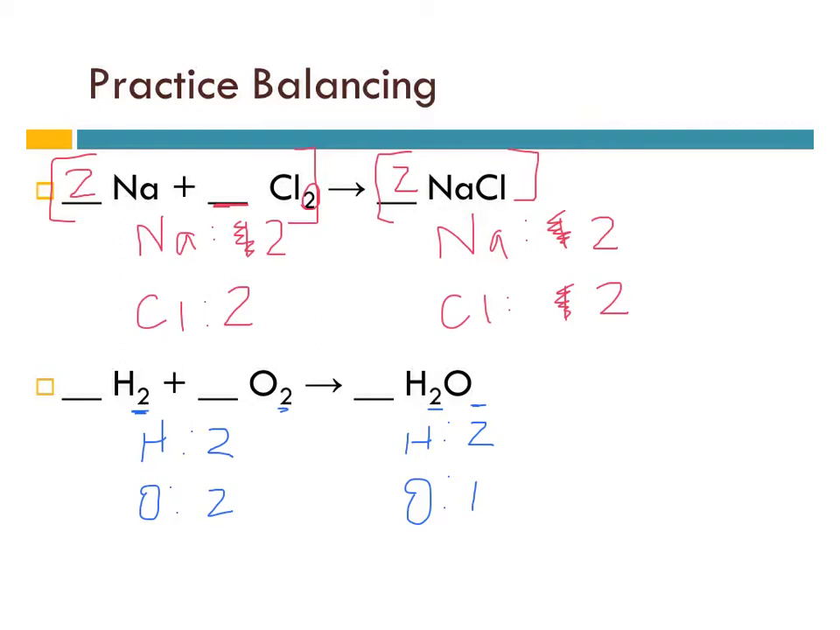So what we need to do is add a coefficient to the front of water to make us have as many oxygens as we're supposed to. Okay? I need to multiply 1 by 2 in order to get 2 over here.